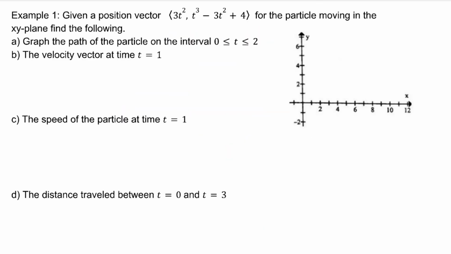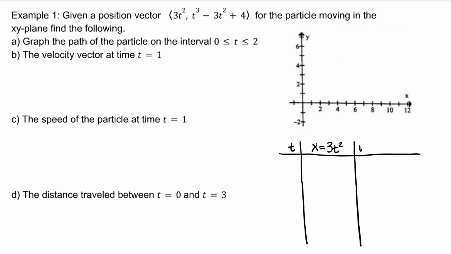For example 1, we're given this position vector for the particle moving in the xy plane, and we're going to find the following. So let's begin by graphing. I'm going to set up a txy table. The interval for t is 0 to 2, so I'm going to plug in 0, 1, and 2.